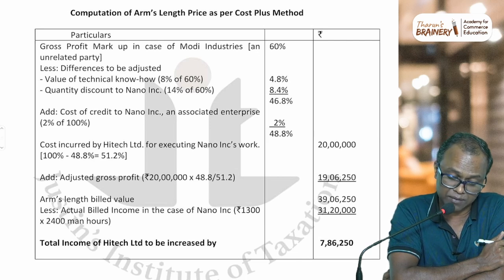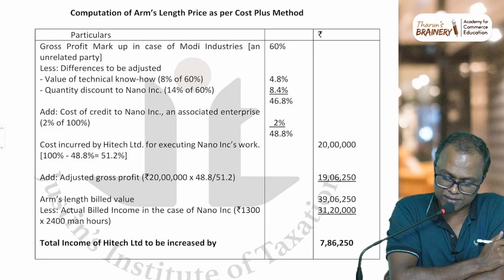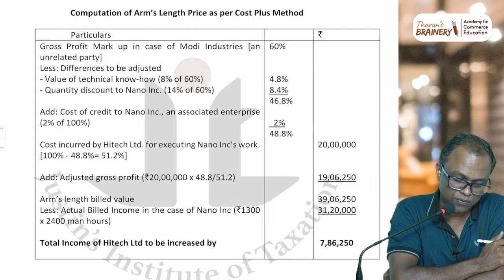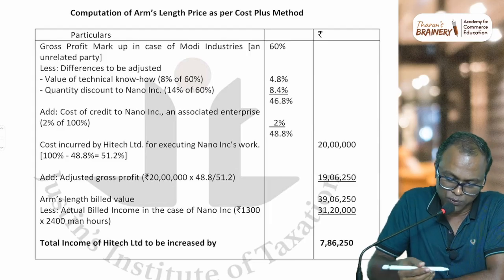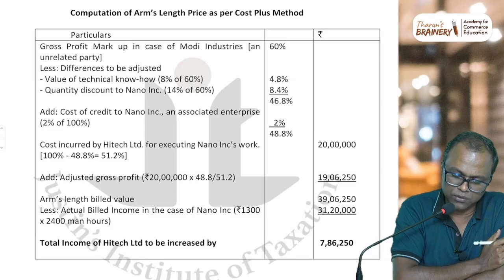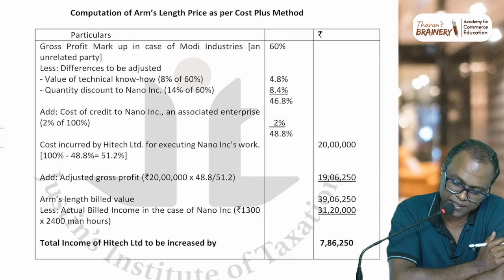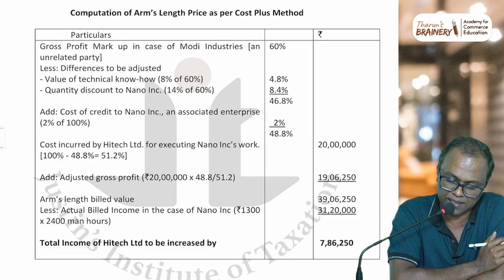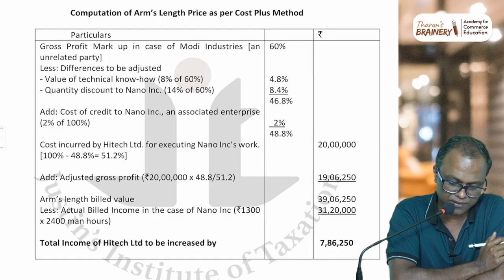Sorry, 20 lakhs divided by this is 51.2. Then what is for 48.8? So we will get that figure, 19 lakh 6,250 is the margin. Or if you put 100 directly, you will get the figure 39 lakh 6,250. So in both ways we can do. So the arm's length amount to be billed, or arm's length sales or transfer price, is 39 lakh 6,250.